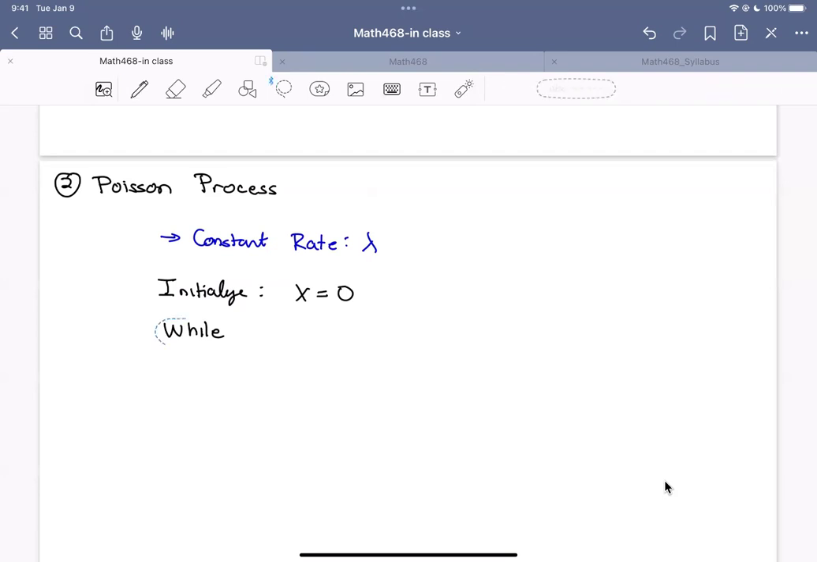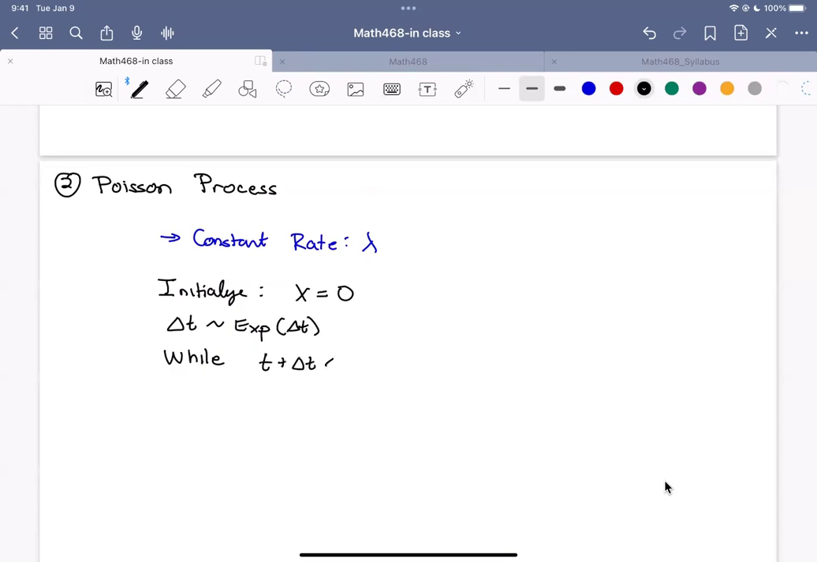So to be fully robust, the first thing we need to do is calculate the first waiting time. And then if t plus delta t is less than some maximum, then we increment t. We add 1 to our counter. Oh, sorry, I have to use the right notation here. X of t is equal to x plus 1, and we choose our new waiting time.